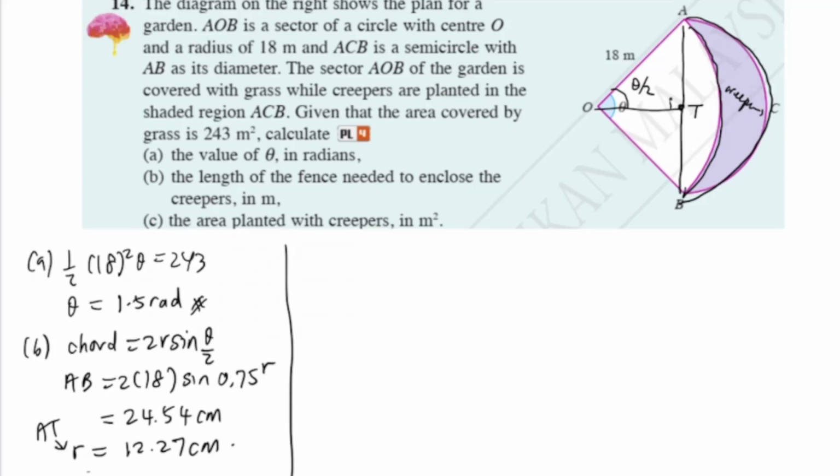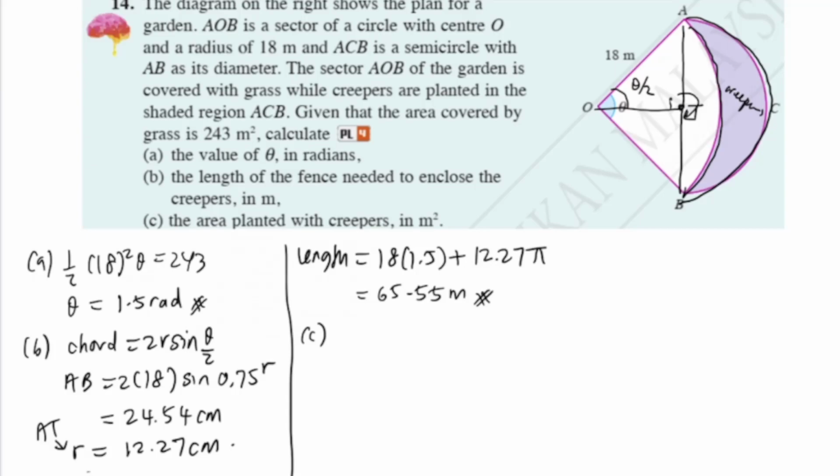So I want to find the length of the fence. So that is basically your perimeter, or you can just say length. The length of the fence is, the first arc is 18 times theta, which is 1.5. The second arc, the radius is 12.27. Your theta is just pi, r theta, pi, because it's 180 here. 180 degrees in radians is just pi. Please use 3.142 though. You will get 65.55 meters.